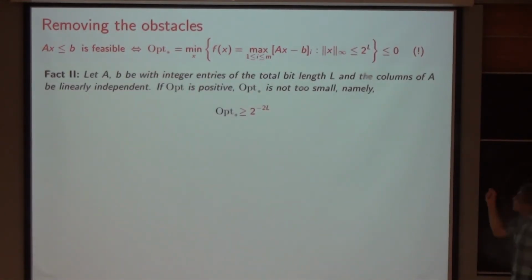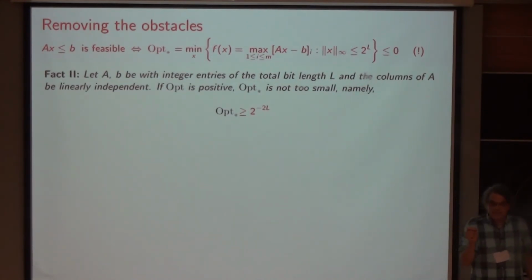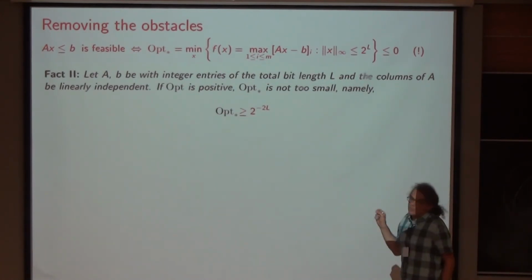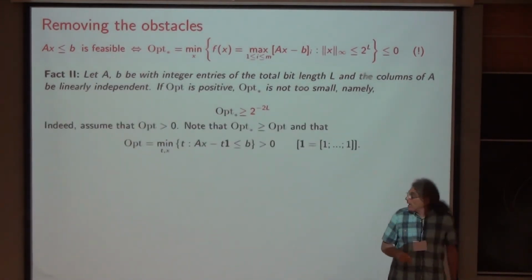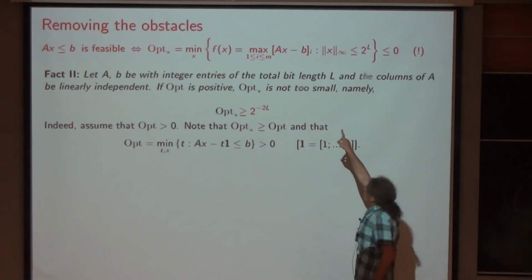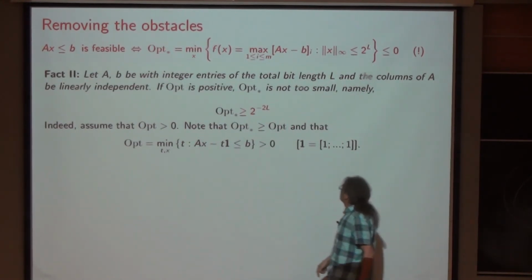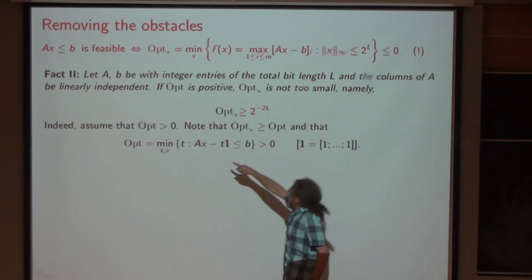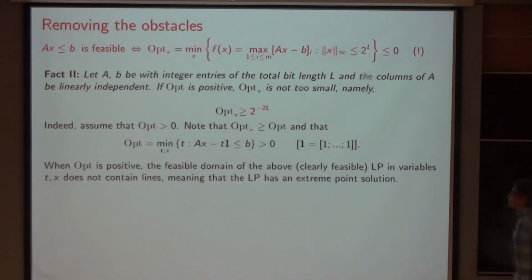Now, there is also the problem of accuracy. The second result says that if the optimal value of the problem is positive, it cannot be too small. It will be at least 2 to the power minus 2L. And you obtain it exactly in the same way. So actually, our linear programming problem we can rewrite in this way. Our minimization problem is exactly minimizing t such that Ax minus t times the vector of all ones is less or equal than b.